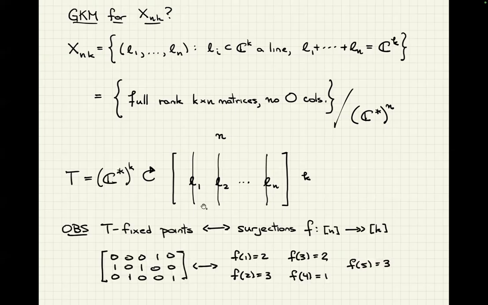And well, the first thing we want to think about is what are the torus fixed points? And we have an answer here. The torus fixed points are in one-to-one correspondence with surjective maps from an n-element set to a k-element set. So here I have a torus fixed point. It's a matrix with a unique 1 in every column and at least one 1 in each row. And such matrices correspond to surjections like this. So that's looking good.